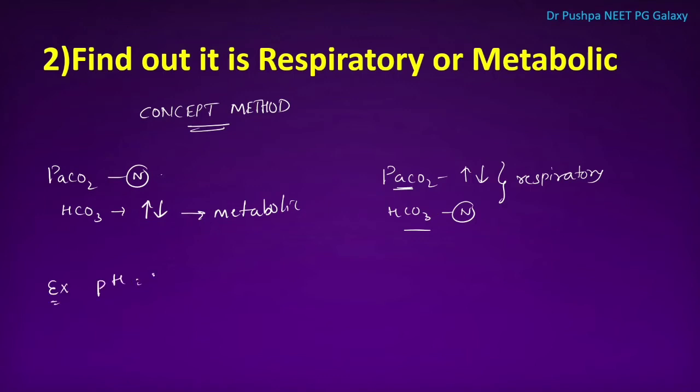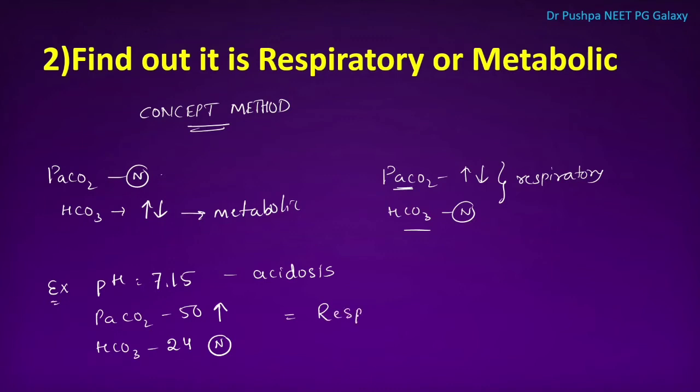The pH given is 7.15 and PaCO2 is 50, HCO3 is 24. So what is the condition? As pH is low, it is acidosis. Whereas PaCO2 is 50, it is increased. HCO3 is normal. Normal value is 22 to 26. This HCO3 is normal and CO2 has increased, so there is abnormality in the lungs. So we can take this as respiratory acidosis.